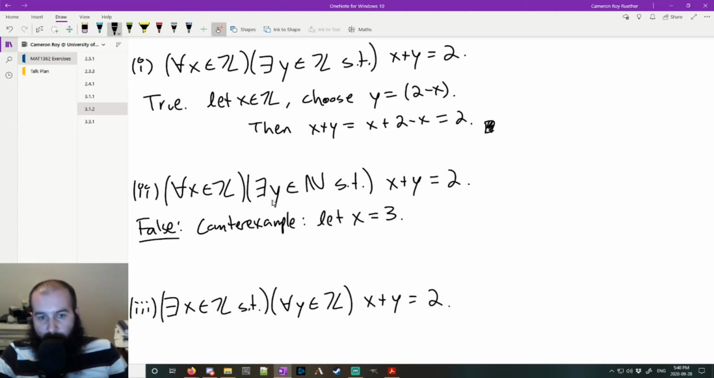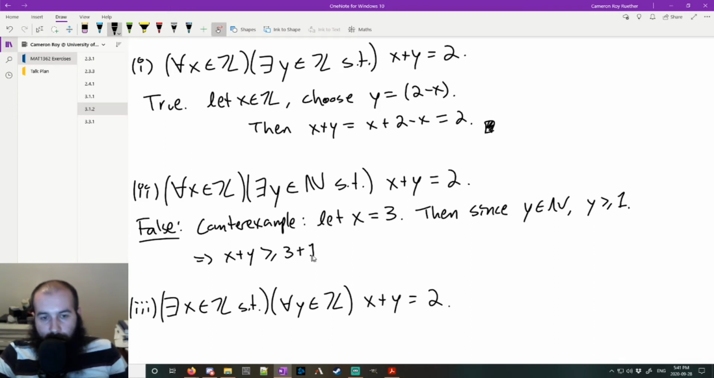Now, no matter which y we pick, because we have to pick a natural number, it's not going to be equal to 2. So then, since y must be natural, y is greater than or equal to 1. And this means that x plus y is greater than or equal to 3 plus 1, which is 4, which means that x plus y cannot be 2. So there is no natural number you can add to 3 which will give you 2. Therefore, this statement fails for 3. Because it does not hold for all, it is false.